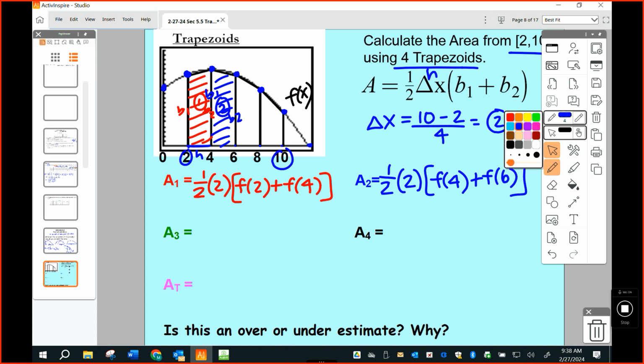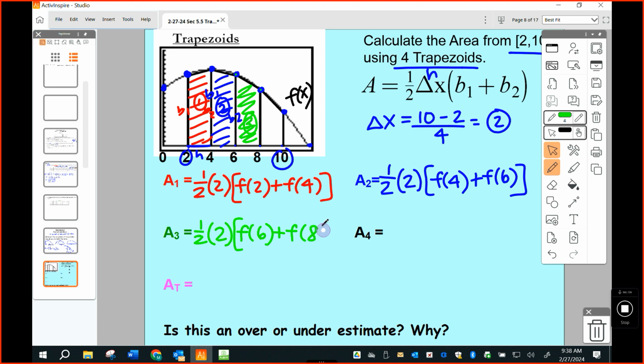All right, trapezoid 3 I'm going to do in green. Sorry, this is a little bit hard to see. There's number 3. The area would be 1/2 times 2. I'm sorry, I probably should pick a better green. Base 1 of trapezoid 3 would be f of 6. Base 2 would be f of 8. And then the fourth trapezoid I will color in black. You should do white. That's better. 1/2 times 2. And then my bases here are the y values at 8 and 10. So f of 8 plus f of 10. Okay.